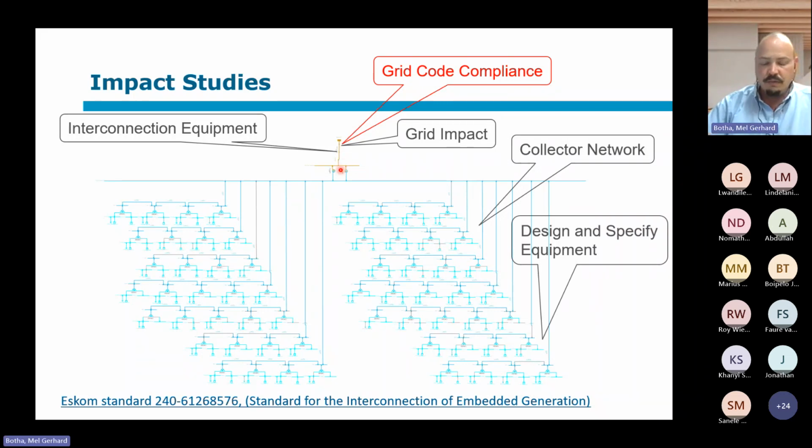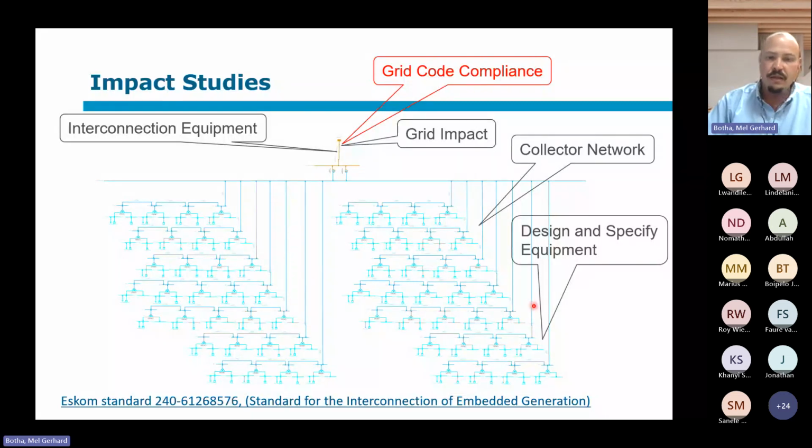Okay, so what the developer or the customer will do is design and specify all of this equipment. In the first place, with load flows to make sure that voltages within this entire network remain within spec. Also that all equipment are thermally adequately rated. Then they will do short circuit studies to make sure that all equipment can be protected.